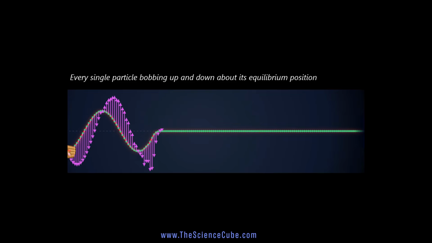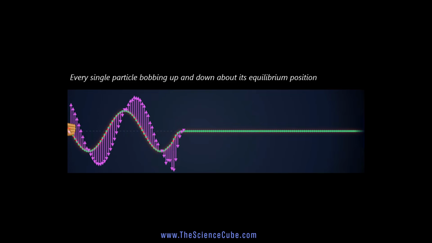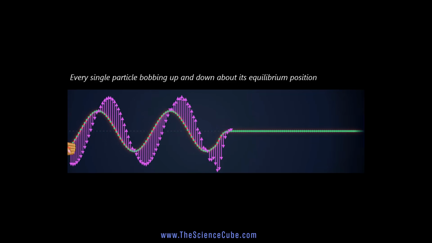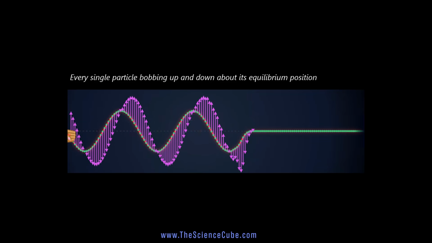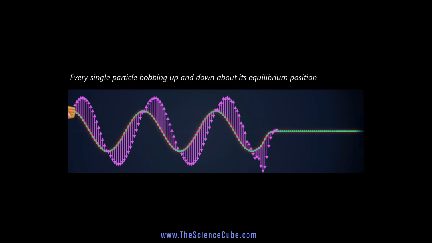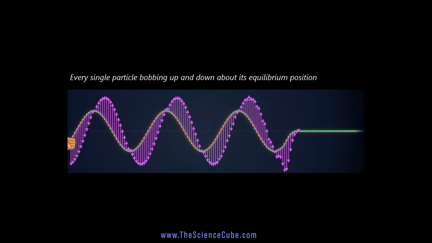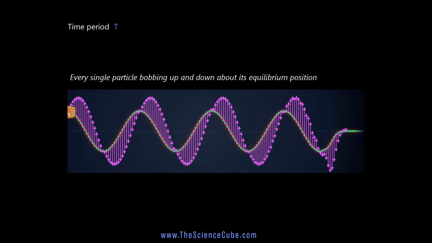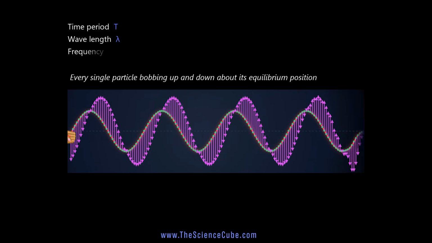This connection is vital because it allows us to use the mathematical language of sine and cosine functions to describe the wave. And that is exactly what we will tackle in the next lesson. We will define the specific parameters that govern this motion, such as the time period, capital T, the wavelength, lambda, and the frequency, f.